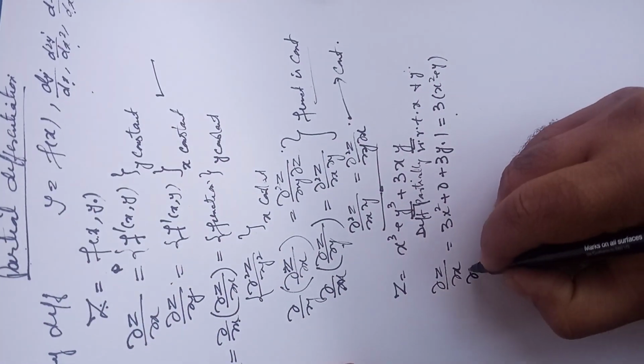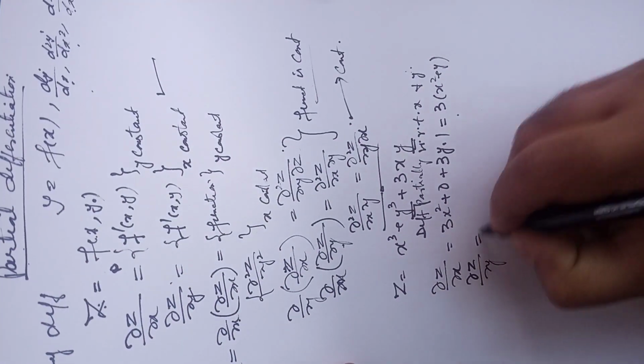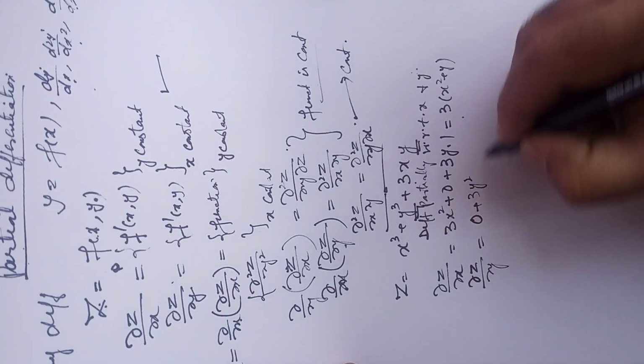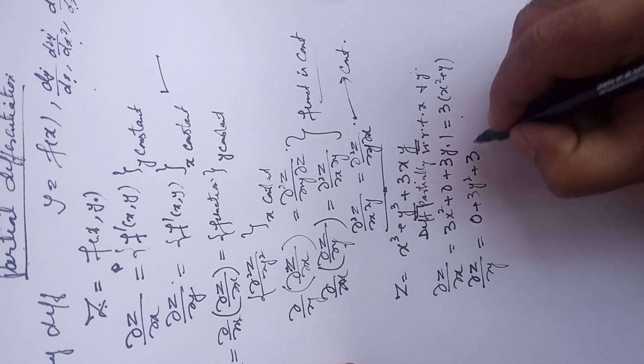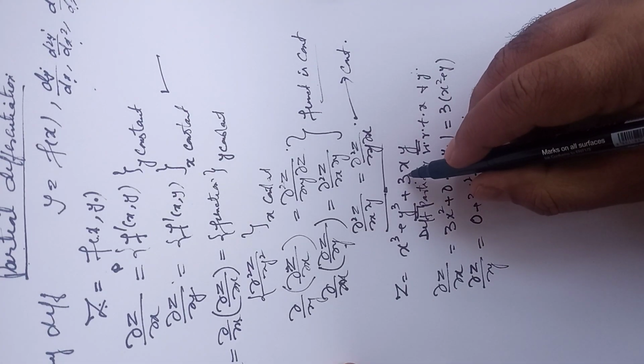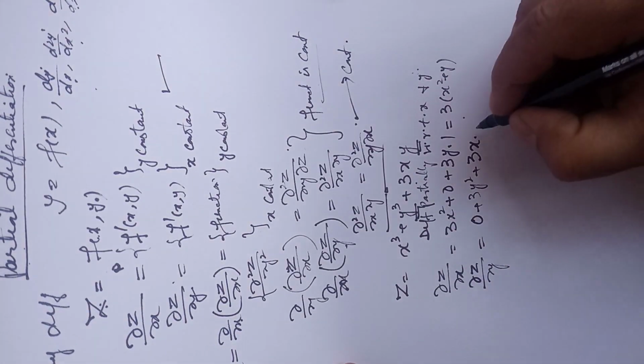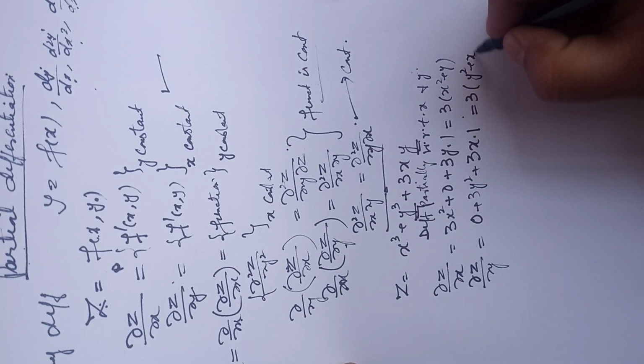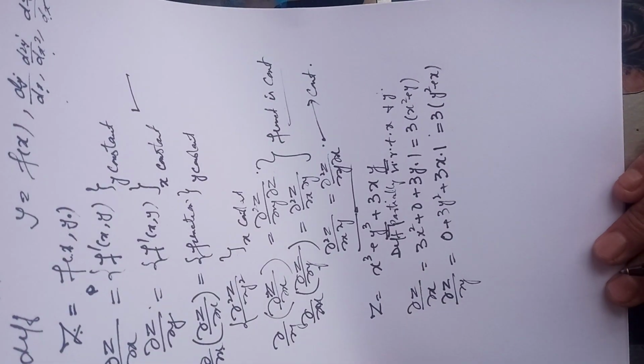Now, if I differentiate z with respect to y, I have to treat x constant. So this is 0, this is 3y square. Now 3 is constant, x is constant, derivative of 3x with respect to y is 1. So this is 3 times y square plus x. This is how it goes.